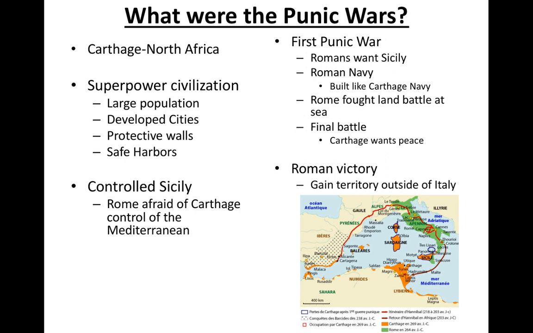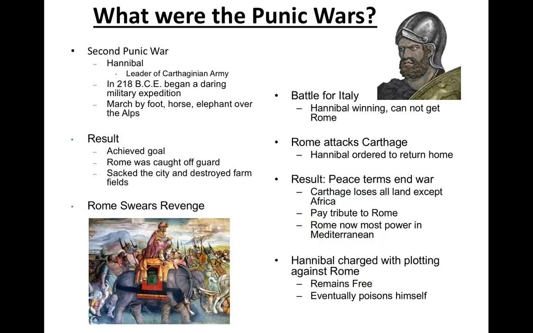Eventually, what ends up happening at this sea battle is Carthage really just wants peace. They're not willing to fight over the land for Sicily here, and the Romans gain a victory. Because Sicily at this point wasn't technically part of Italy or the Italian peninsula, this is the first time that the Romans gain territory outside of Italy. So that's the first Punic War. We will see there's another Punic War, actually two more that happen after this.